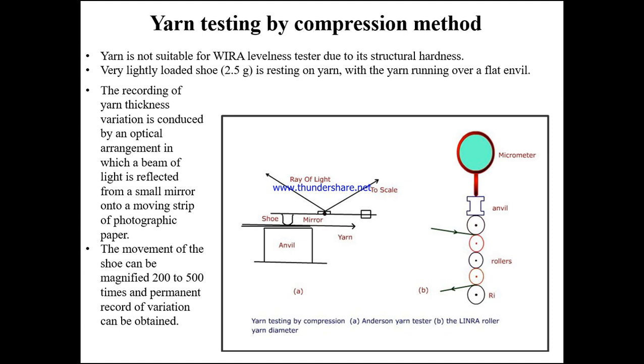So the instrument will measure that deflection, and that will be the measurement of the yarn unevenness. And in case of B, you will see there is a group of vertical rollers, 1, 2, 3, 4 and 5 rollers, and there are two red rollers.